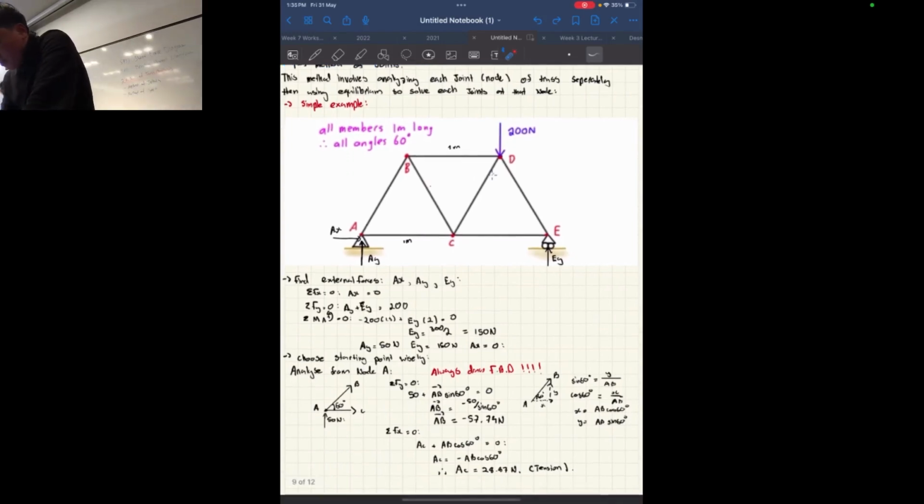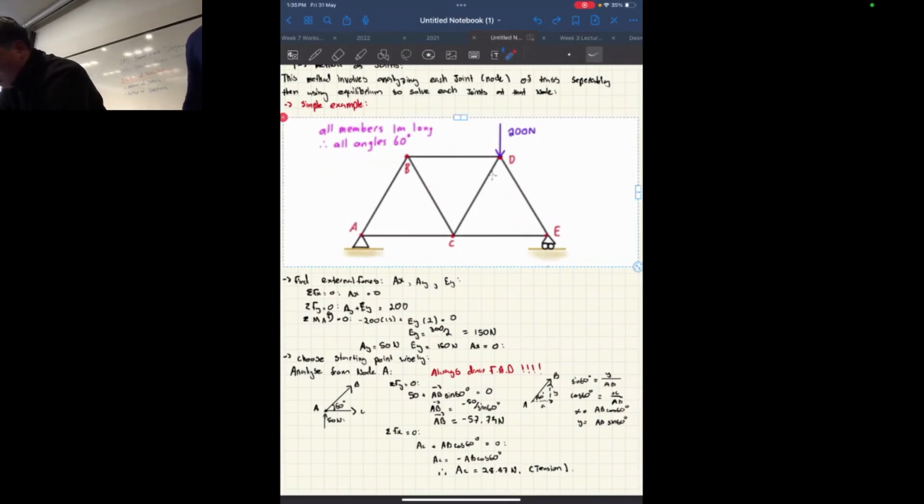So sum of Fx equals 0, so Ax equals 0. Just by observation, you've got no horizontal force at all in the truss, so Ax would just be equal to 0. And then sum of Fy equals 0, so Ay plus Ey minus 200 equals 0, so Ay plus Ey equals 200.